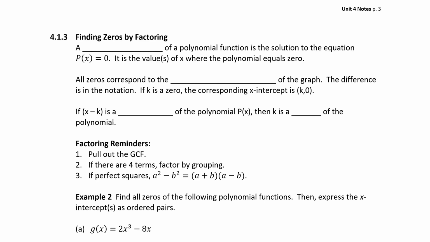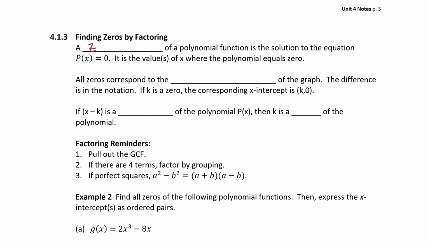Once we have predicted the end behavior of a polynomial, whether it rises or falls on the left and right ends, then it's time to start examining interior behavior. Interior behavior consists of x-intercepts, maximums and minimums, and y-intercepts. In section 4.1.3, we'll discuss finding zeros by factoring.